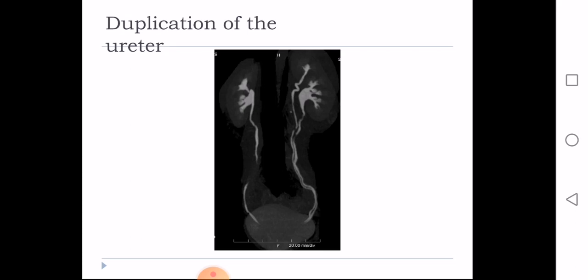Duplication of ureter. This will come up when you are learning the development of the ureter. I just put this diagram here. You can see on the left side two ureters going, and they are not joining, and they are draining two parts of the kidney. The right side is normal.